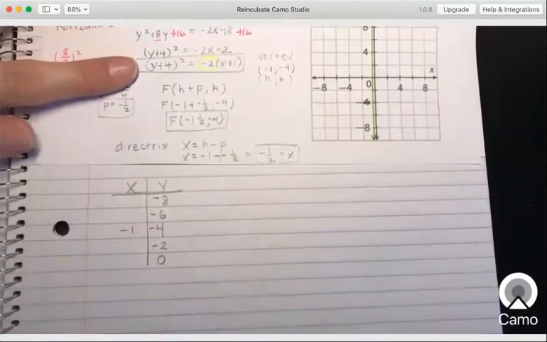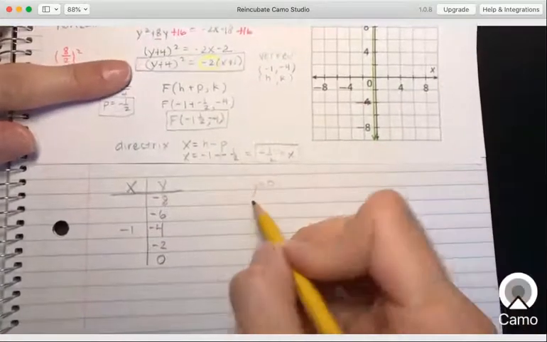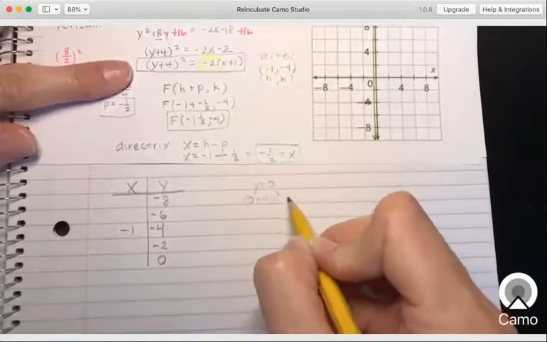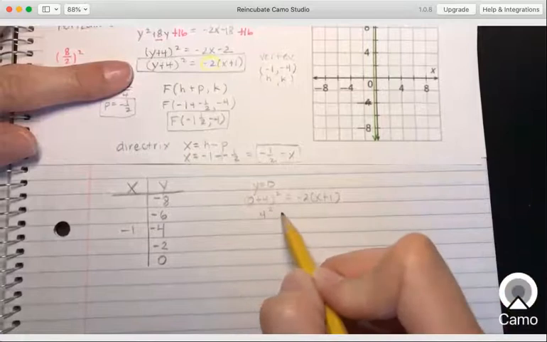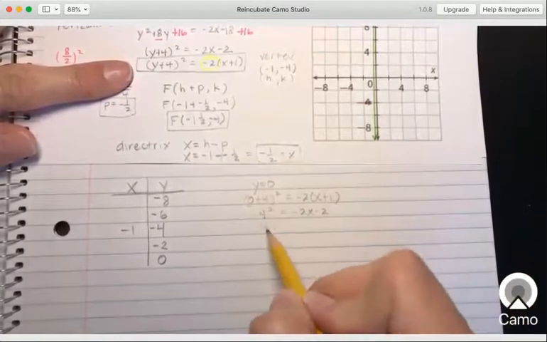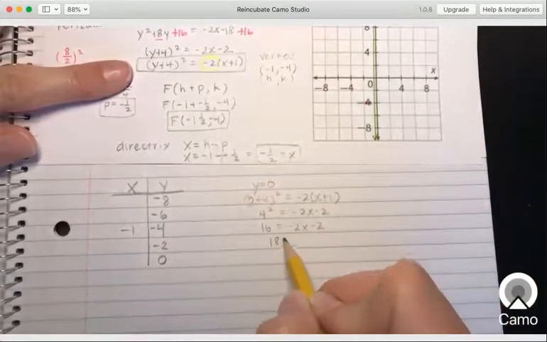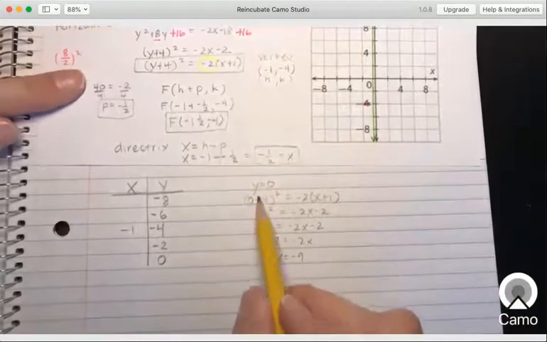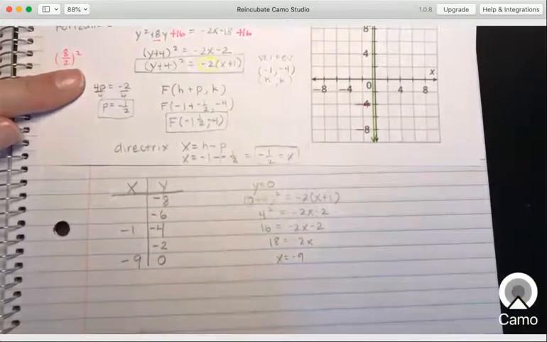So I'm just going to use this equation here. So I'm plugging in y equals 0, and I'm just going to solve for the other variable. So 0 plus 4 squared equals -2x plus 1. So that's going to be 4 squared is 16. I'm going to add 2 to both sides, and I get x equals -9. So here at y equals 0, that will give me -9.